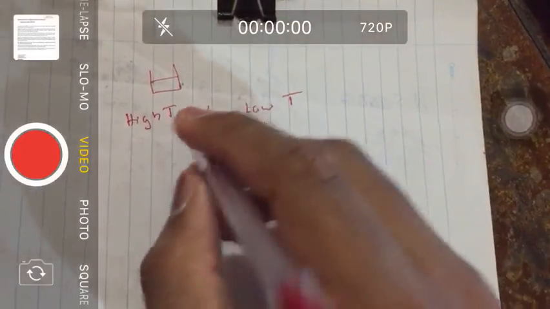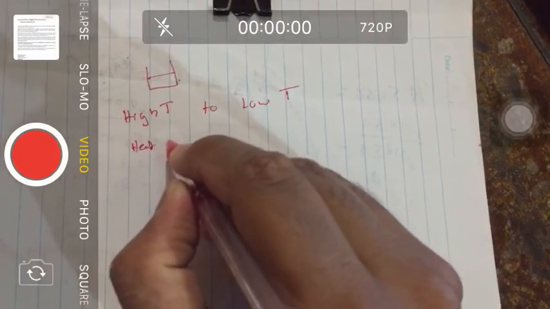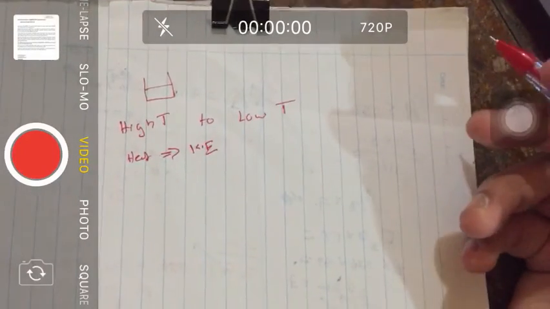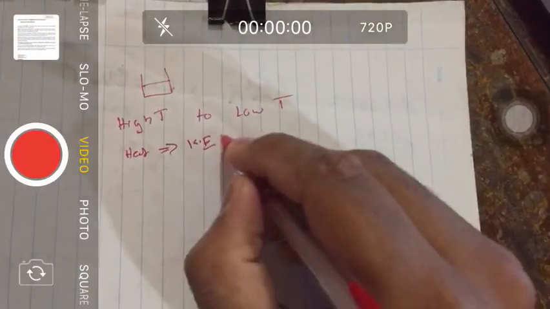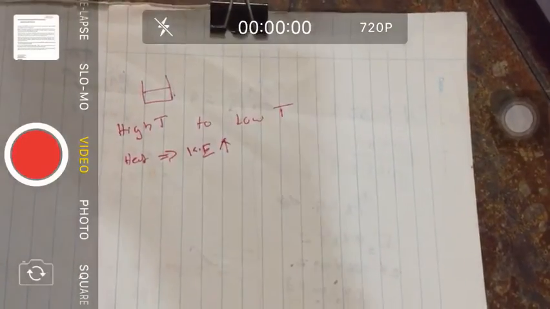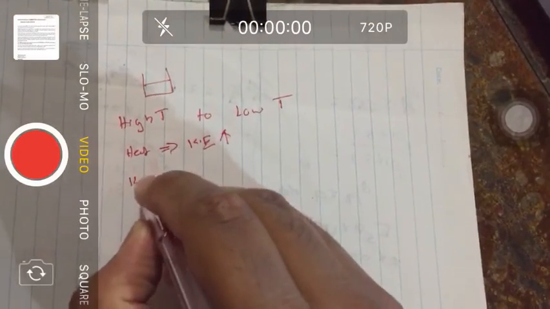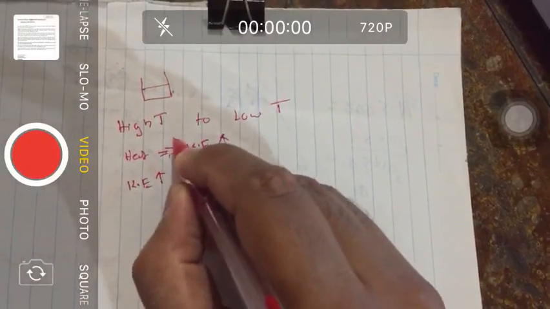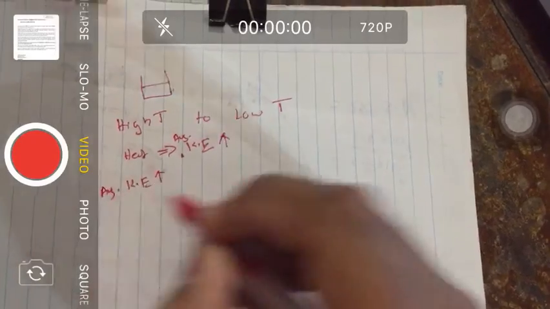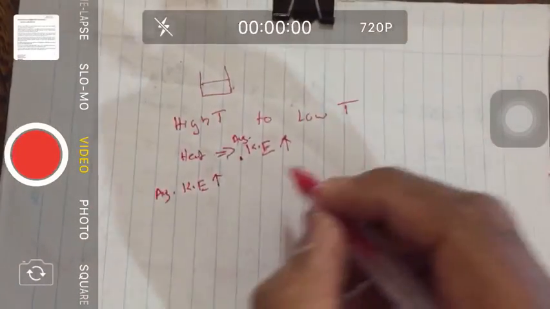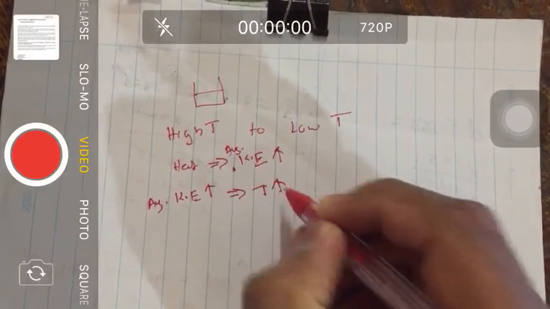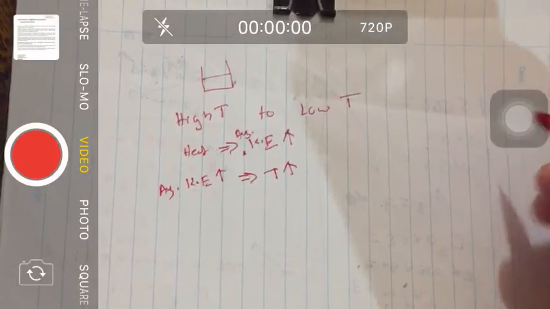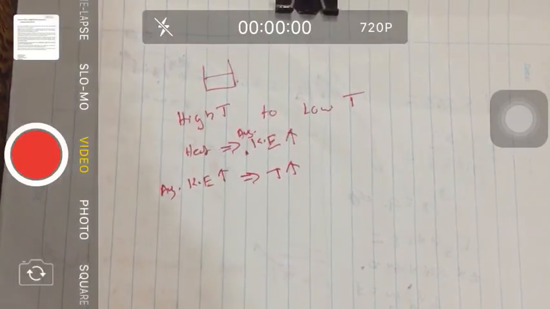And then when heat energy is gained, it becomes the kinetic energy of the molecules, and the kinetic energy increases. So that's the second idea there. Then when the average kinetic energy increases, it makes the temperature increase, right? So these are the 3 points that come to my mind when I first see this question.